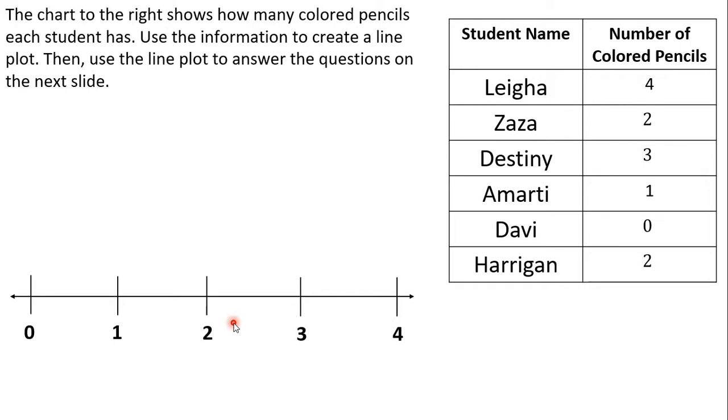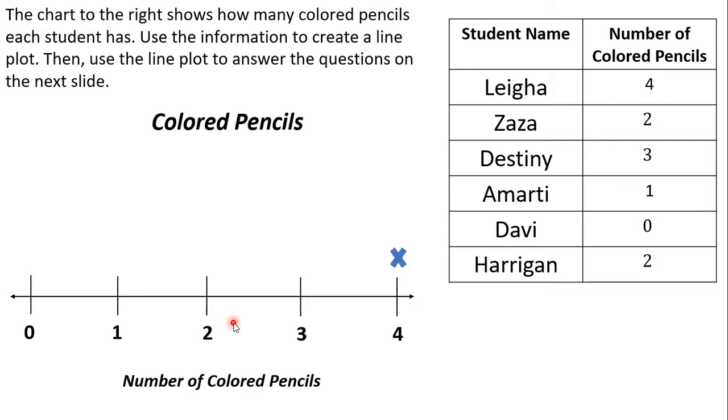Now we have enough numbers on our number line that we can plot each point. Let's start with Leah. Leah has 4 colored pencils. So we're going to put an X above the 4 to represent how many colored pencils Leah has. Then we're going to check off her name. Zaza has 2 colored pencils. So we'll put an X above 2 and cross off her name.